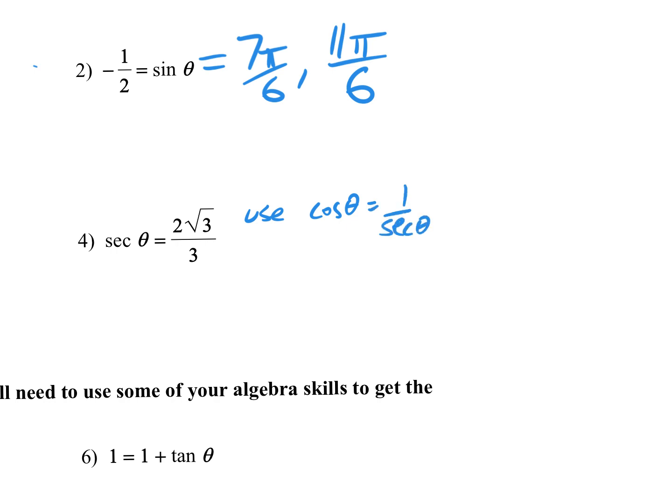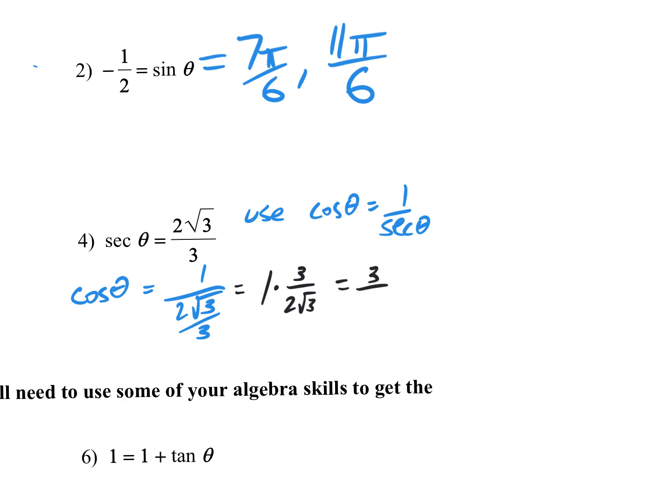Okay, so how about this? Let's say cosine theta equals 1 over this number that's equal to secant theta, 2 root 3 over 3. And this looks kind of ugly, but it's something we can simplify. And we'll use our old friend keep change flip here. 1 times 3 over 2 root 3.